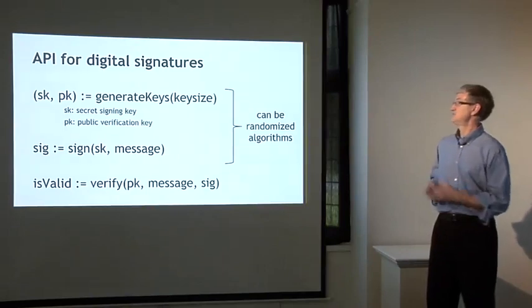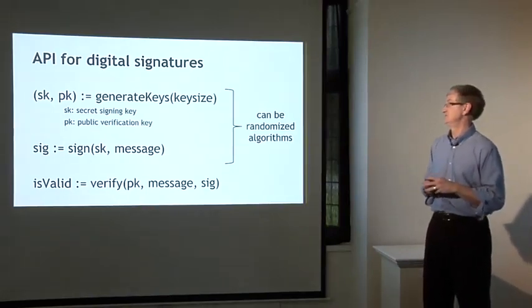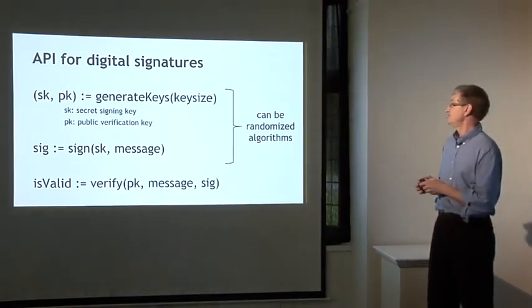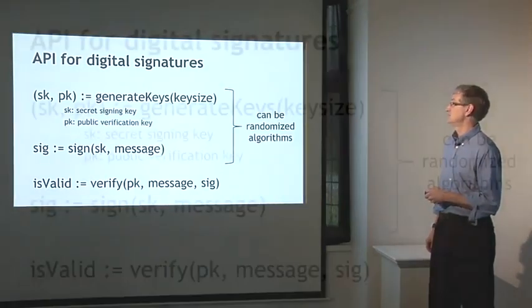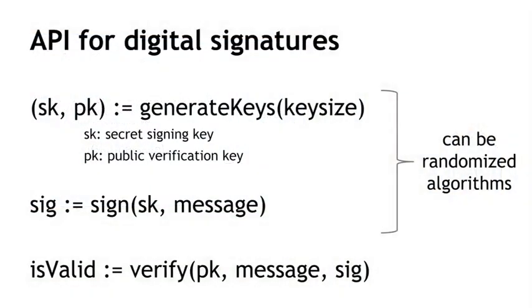So let's get into the nuts and bolts. Here's an API for digital signatures. There are three operations that we need to be able to do. The first one is, in the beginning, to generate keys. So we have a generate keys operation, and we tell it a key size: how big in bits should the keys be? And this produces two keys, SK and PK. SK will be a secret signing key. This is information you keep secret that you use for making your signature. And PK is a public verification key that you're going to give to everybody, and that anybody can use to verify your signature when they see it.